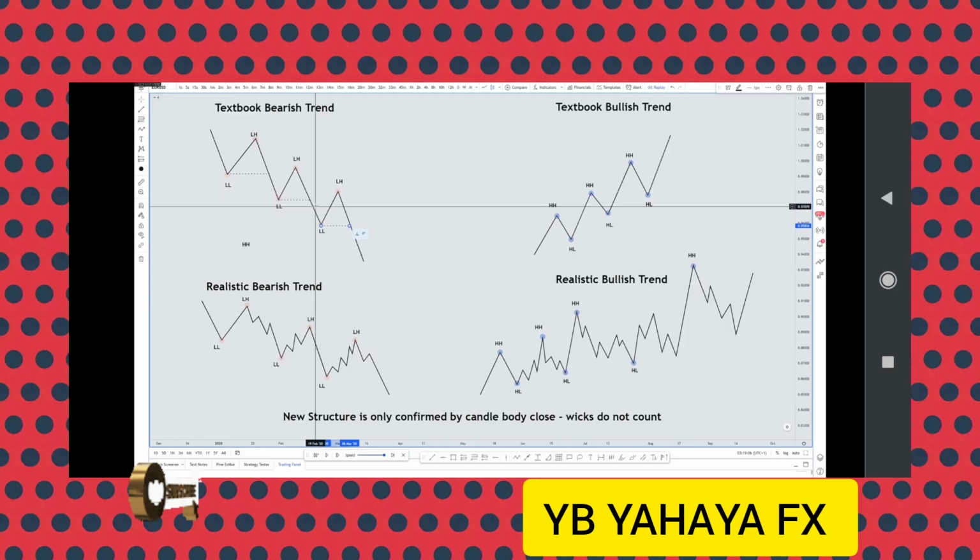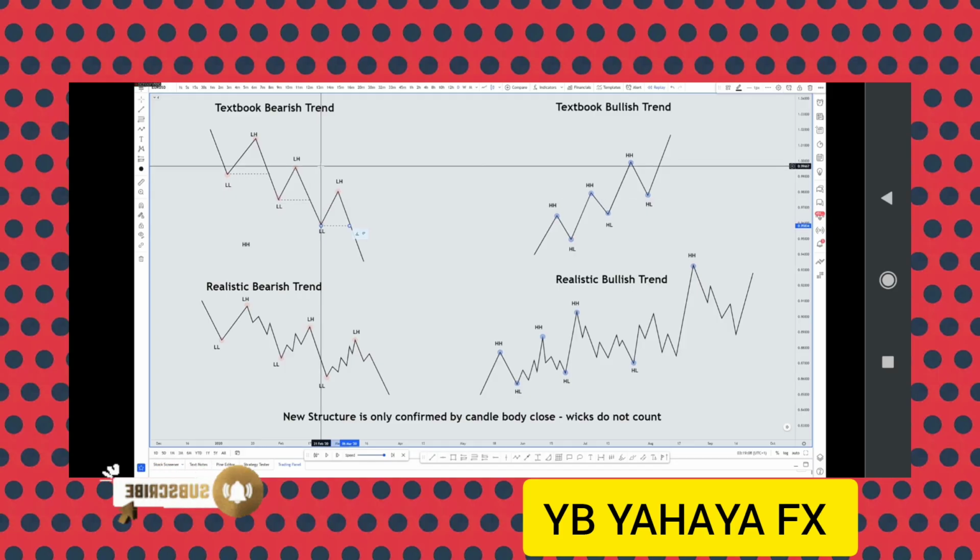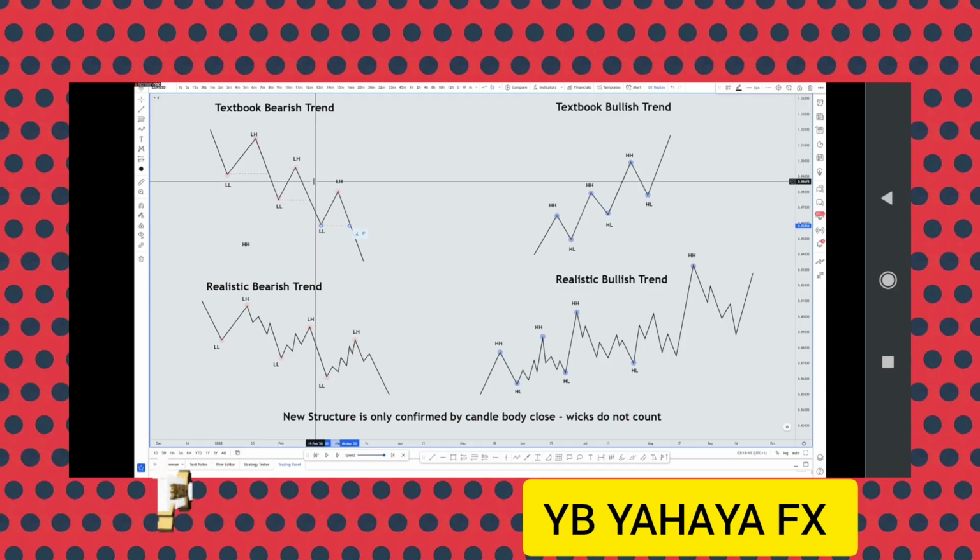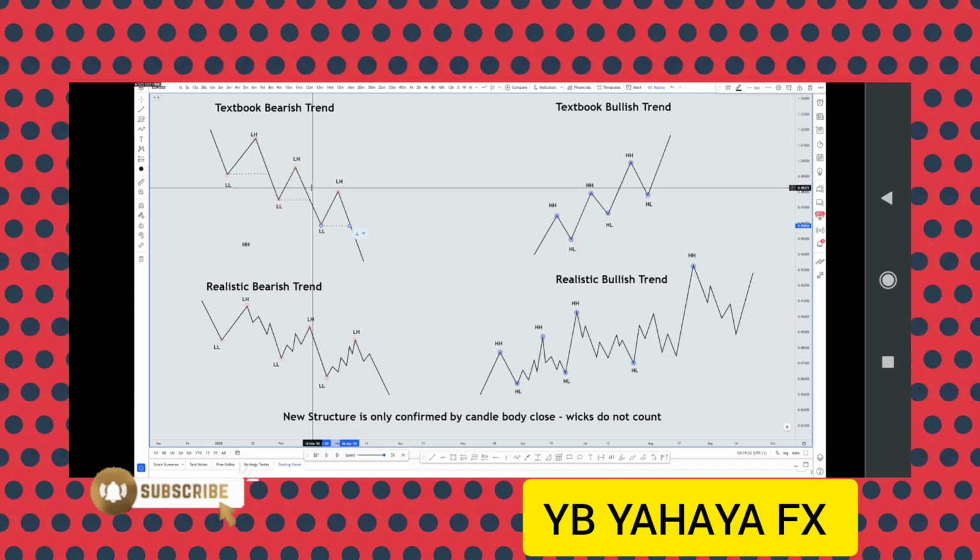Now, it's very important to note that these lows have to be broken by candle body close. It can't just wick below it and then shoot the other way. That is not a break of structure. The candle bodies have to close. It doesn't matter if you're going up or down, we need that candle body close.